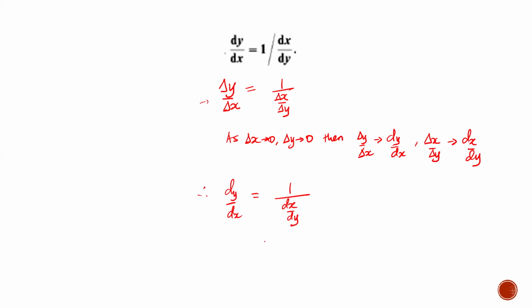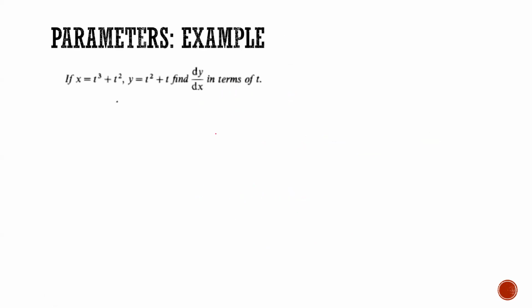Now, this is going to be useful to us when we're looking at parametric functions, but it's also useful in rates of change. Okay, so let's start with this question here. If x is t cubed plus t squared, and y is t squared plus t, we've been asked to find dy/dx in terms of t.